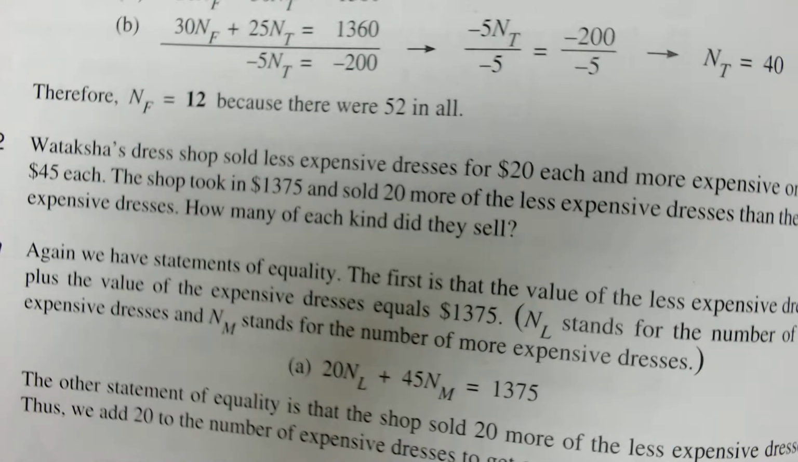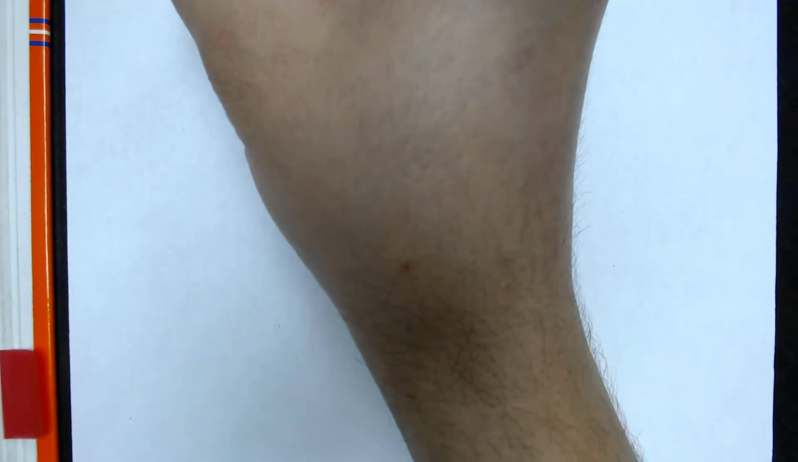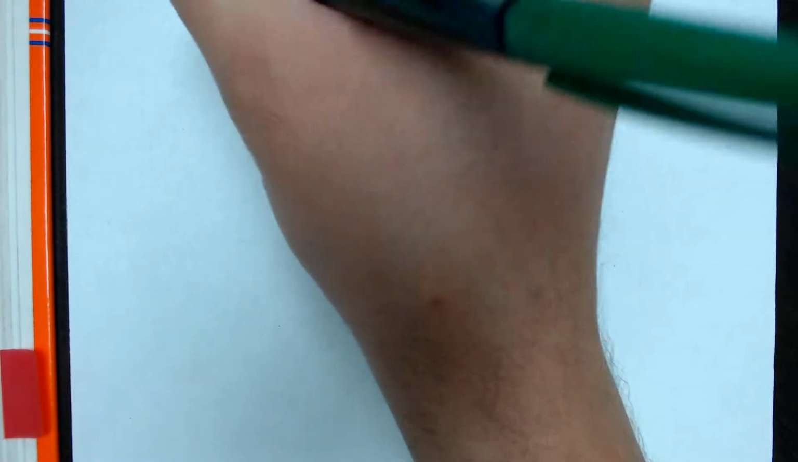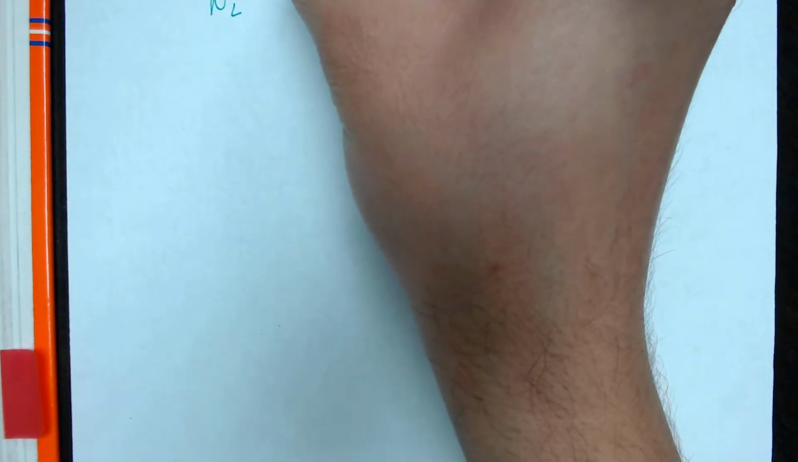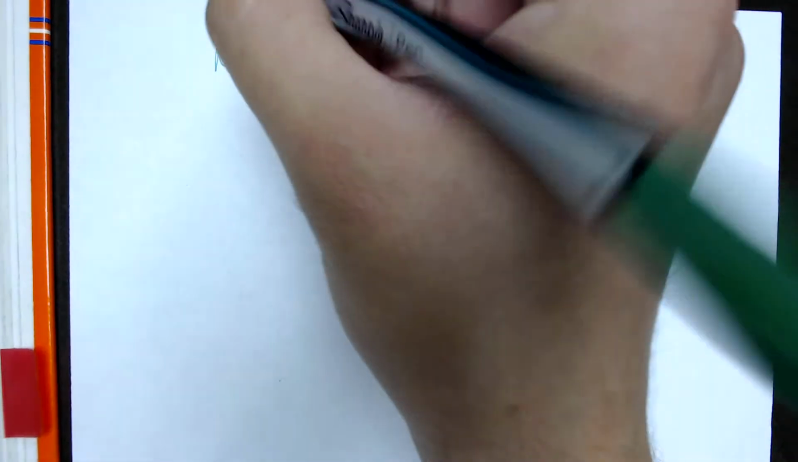So we're going to set up our equations. They're selling number of less expensive and number of more expensive, right? And we're going to write two equations here. We're going to write equations in terms of quantity and then equations in terms of cost. So the first one we'll do in terms of cost.